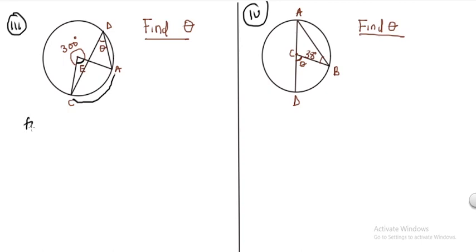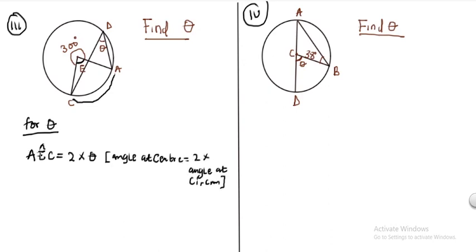For theta, we know that angle AEC, the angle at the center, is equal to 2 times theta. The reason is angle at center is equal to 2 times angle at circumference. But we don't know angle AEC and angle theta. For us to get angle AEC, we need to use angle at a point.